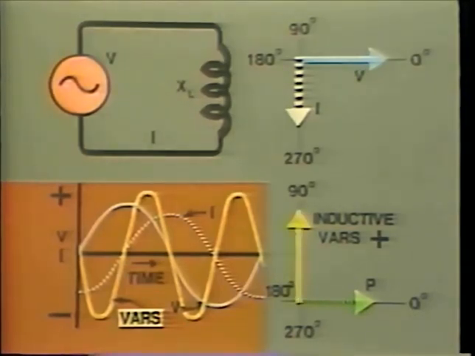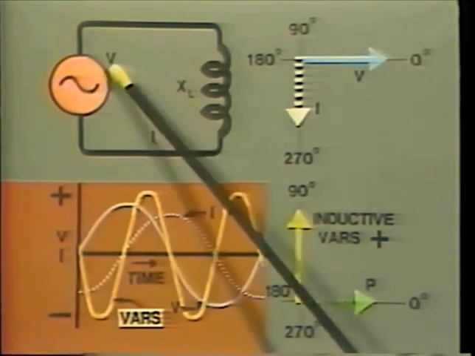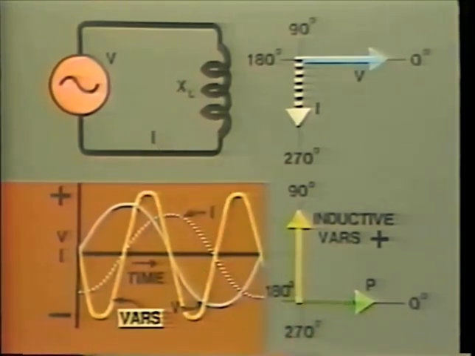We can represent inductive VARs on a vector diagram like so. The inductive VARs are drawn at an angle of 90 degrees with respect to active power. The length of the vector is proportional to RMS voltage times RMS current. These inductive VARs are known as positive VARs. After all, the generator does have to produce them. So, that is the effect of inductance.